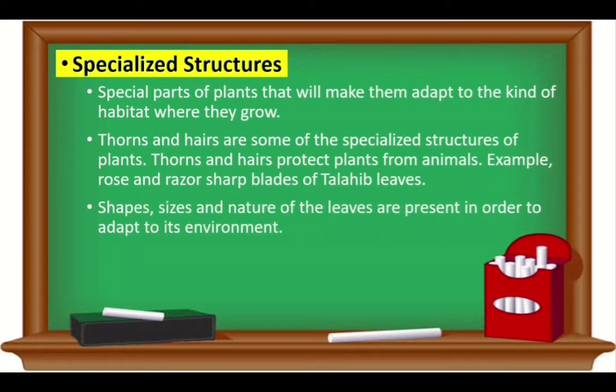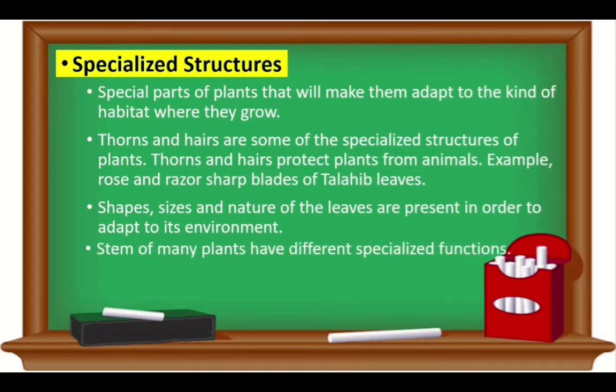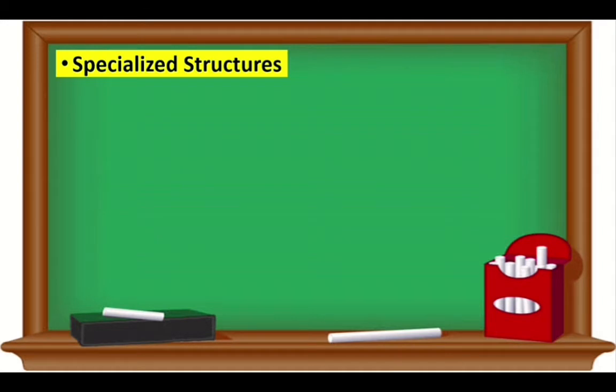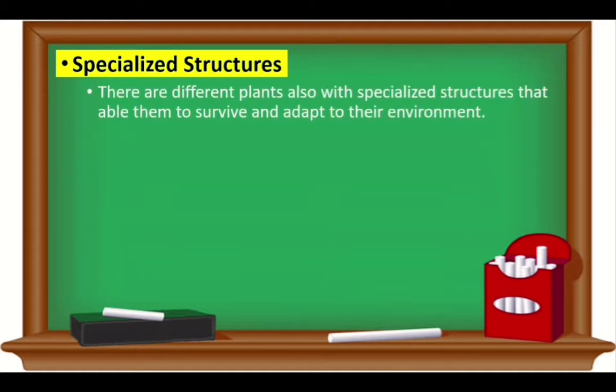The shapes, sizes, and nature of the leaves are present in order to adapt to its environment. Stems of many plants have different specialized functions. Roots of the plant also adapt to their habitat. There are different plants with specialized structures that enable them to survive and adapt to their environment.